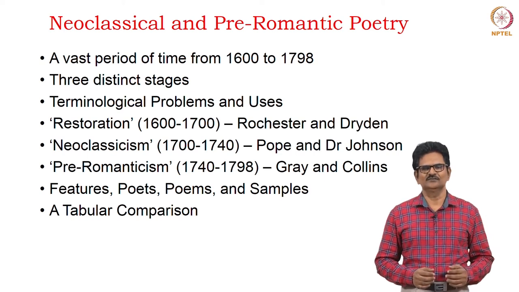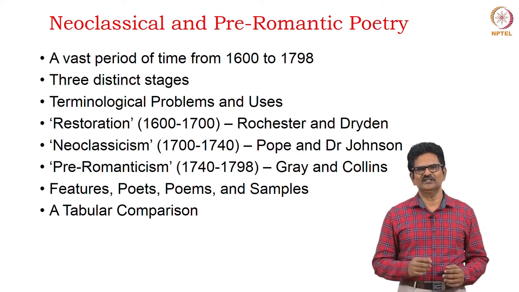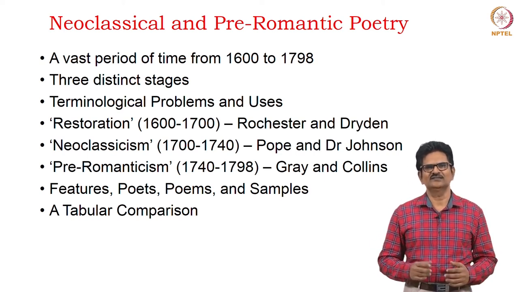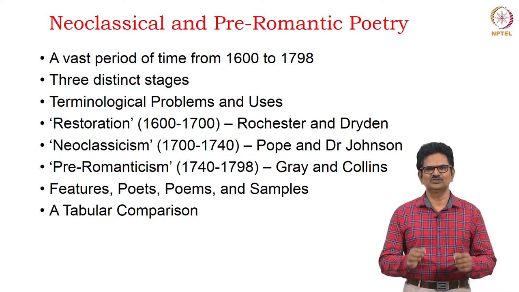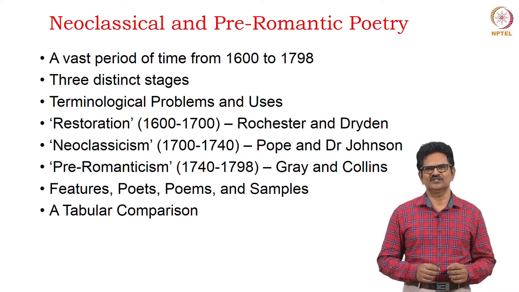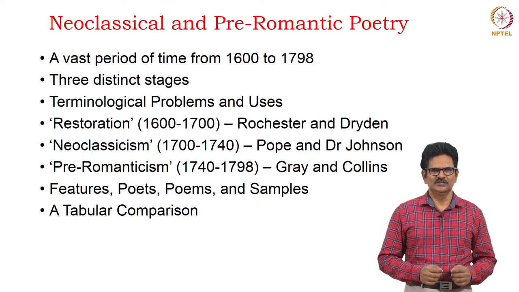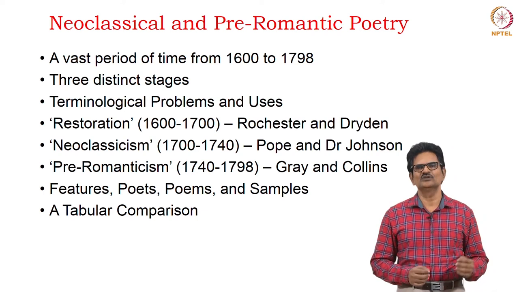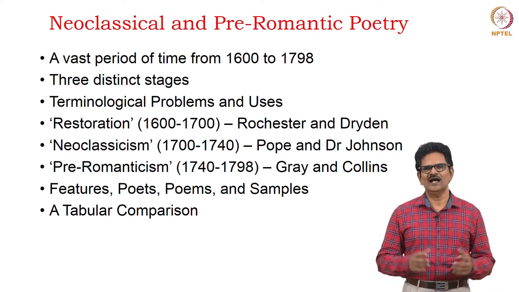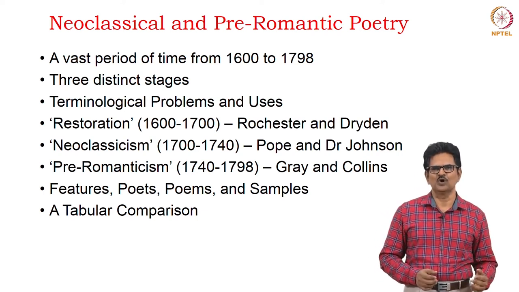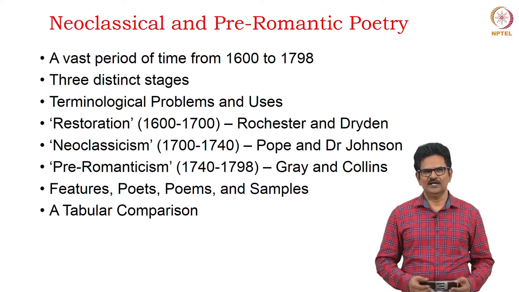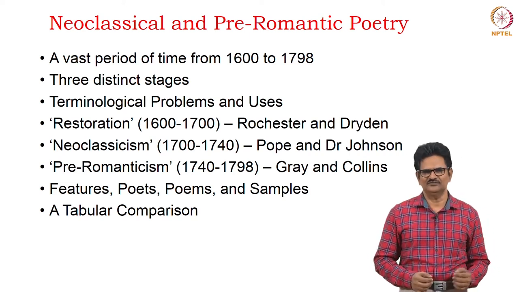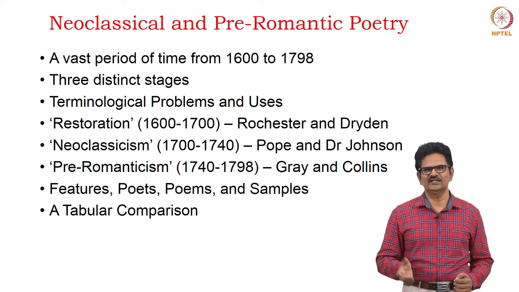Restoration starts in 1600 and ends with the death of Dryden in 1700. Here we have two major poets like Rochester and Dryden. The neoclassical period begins from 1700 and ends around 1740. We have two dominant figures like Pope and Dr. Johnson. And the next one is pre-romantic period from 1740 to 1798.